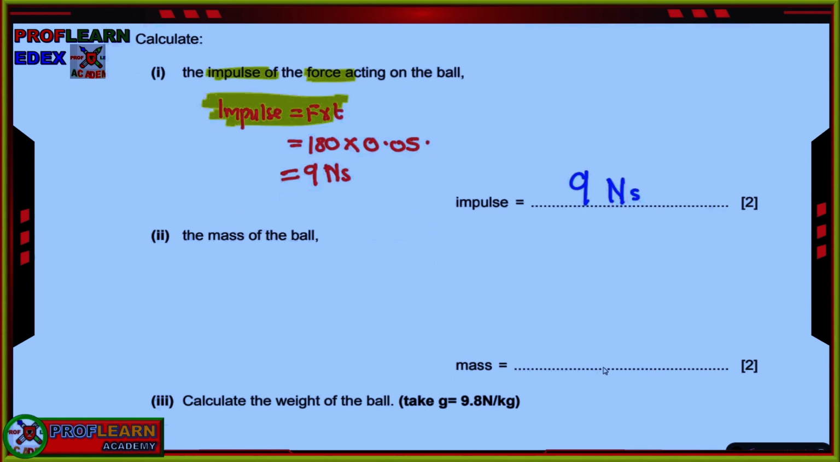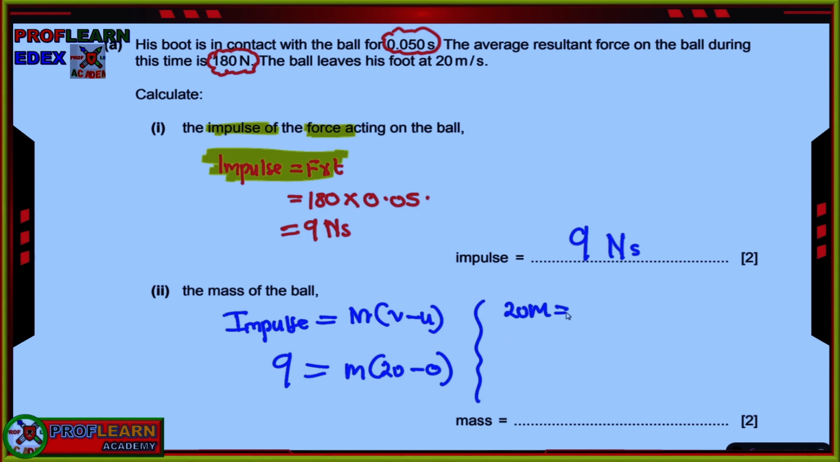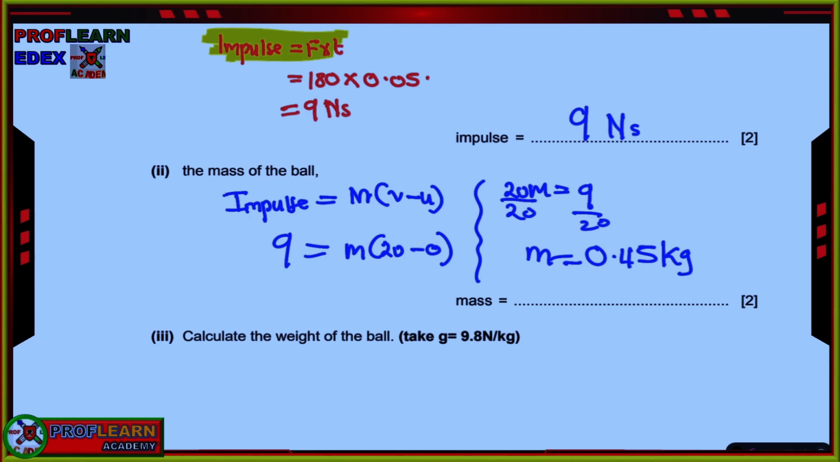For the mass of the ball, we're going to use the formula impulse is equal to change in momentum. So we say impulse is equal to change in momentum, and our change in momentum can be given by this formula. The initial velocity of the ball, remember, was 0 meters per second, and the final was 20 meters per second. So we substitute there and divide by 20 both sides. Our answer becomes 0.45 kilograms.